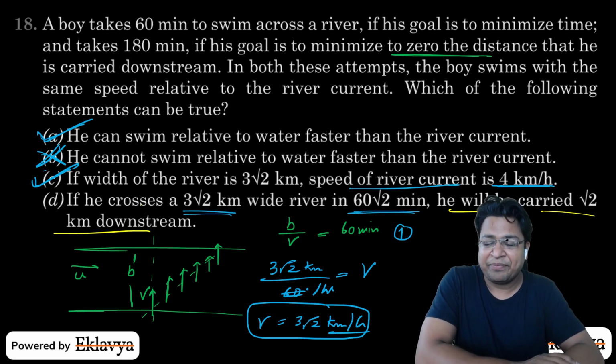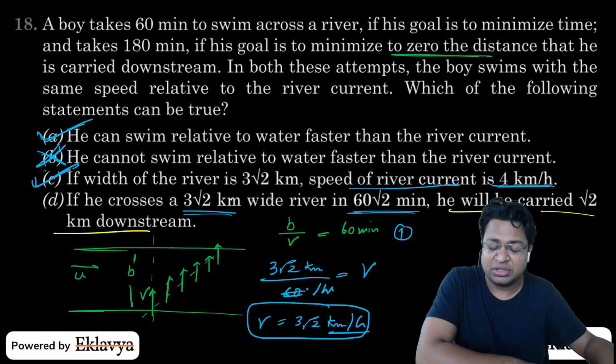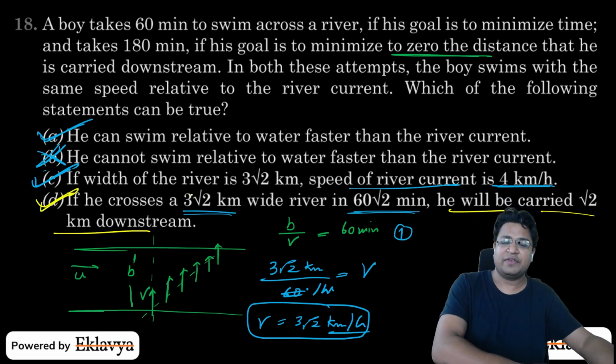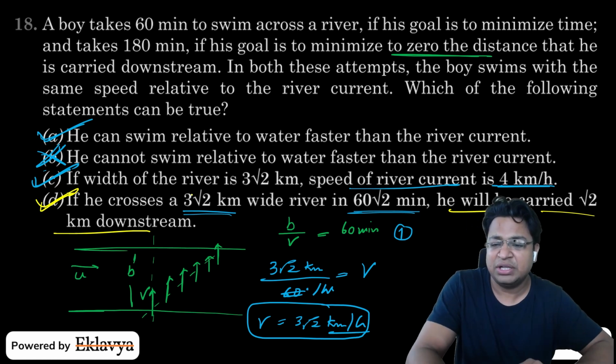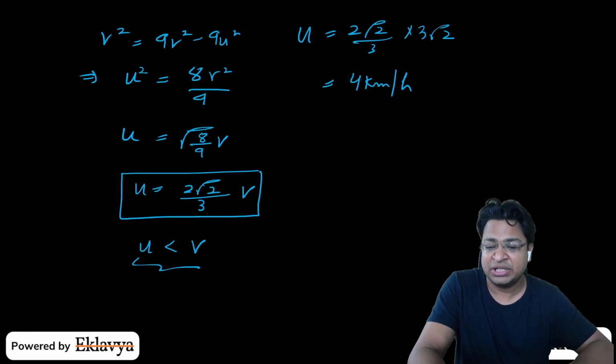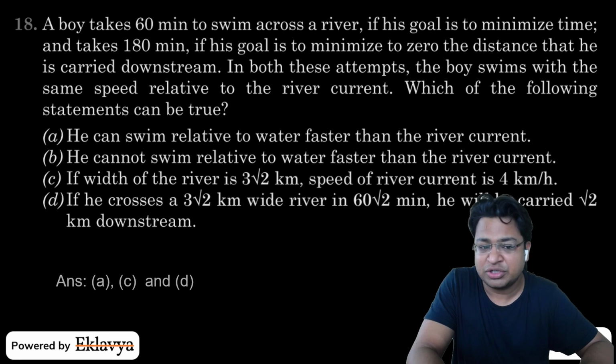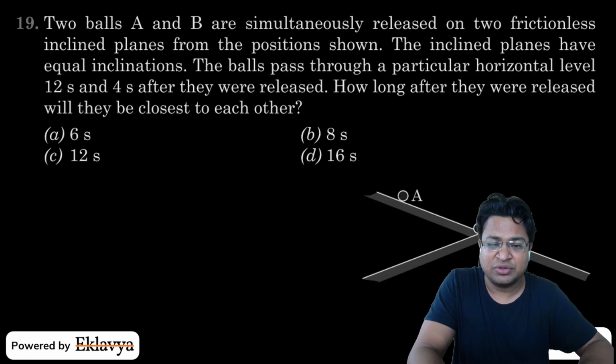But I think the person who framed the question possibly did not think about the other possibility, and because this is given as the answer, like if he crosses 3 root 2 kilometer wide river in this much time, he will be carried. Okay, so it's not necessary. It was one of the possibilities, but it is one among the given answers. So the answer to this would be ACD, although D is a dubious option. All right. Now with that, let's go to the next question.